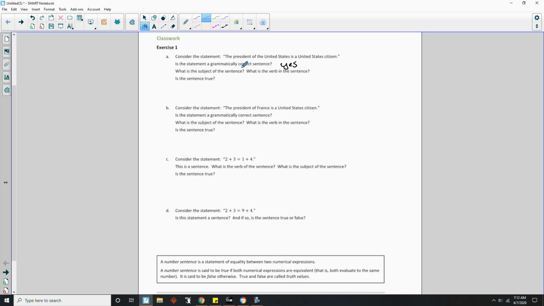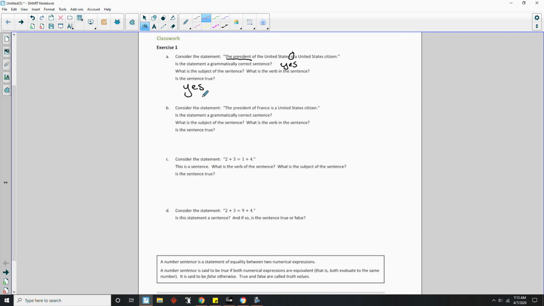What is the subject of the sentence? Well, the subject is the President. What is the verb in the sentence? The verb is. And is the sentence true? The President of the United States is a U.S. citizen. Yes, he has to be a U.S. citizen to be a president. So the answer is yes.